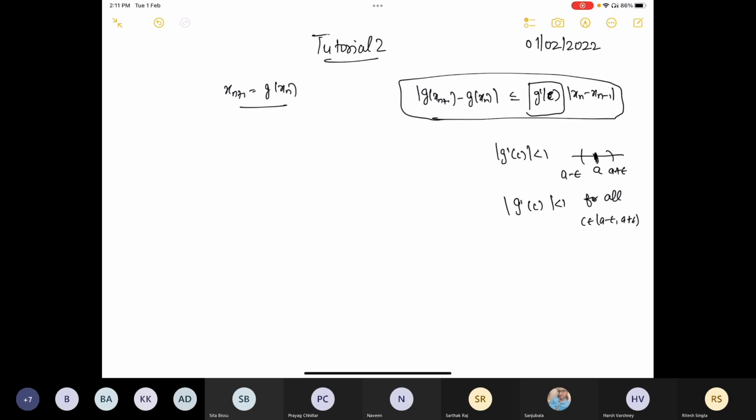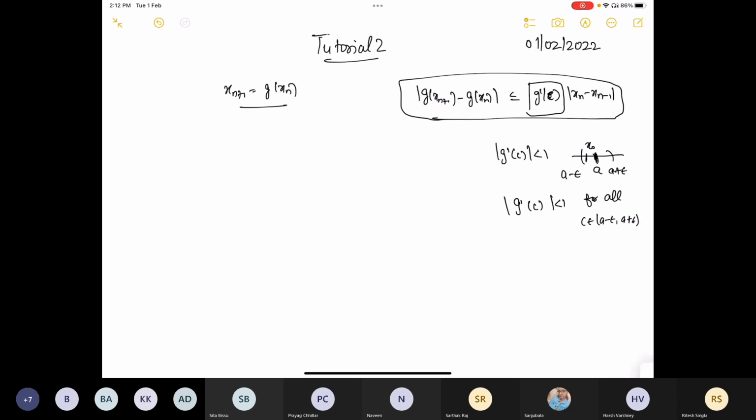But we say all these things, like we say that my initial guess x naught should be somewhere here. Why do we say this? So that I can control my g prime. That is the only reason we say that our initial guess is sufficiently close to my root.